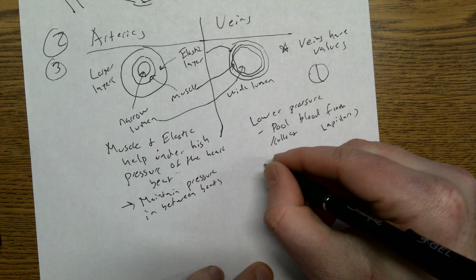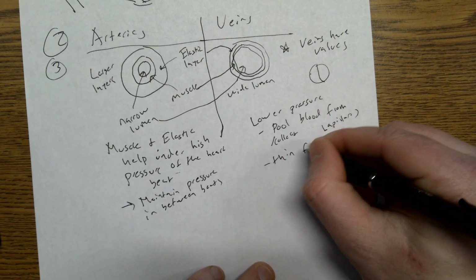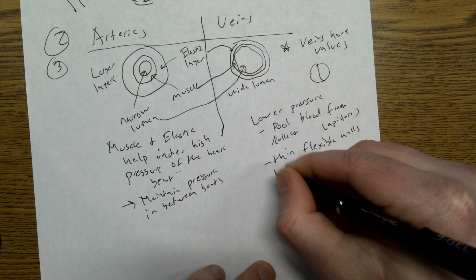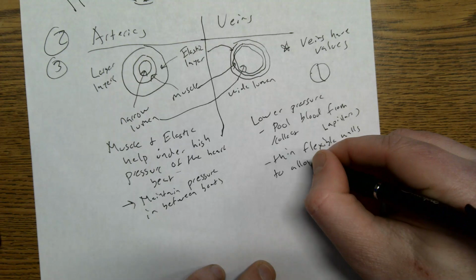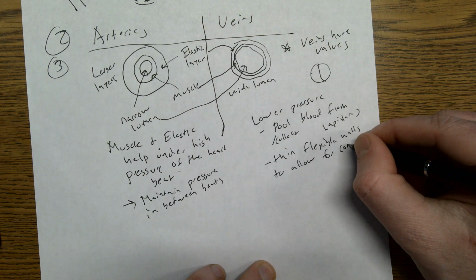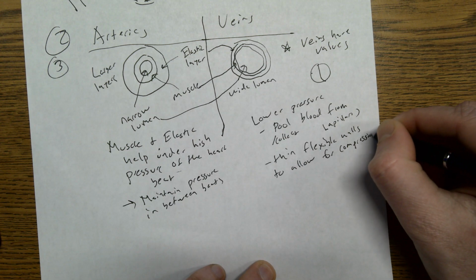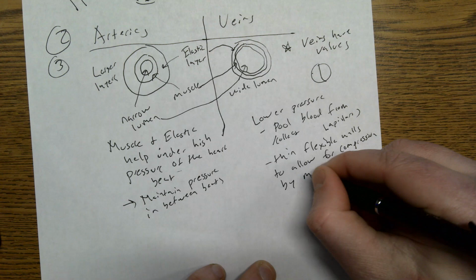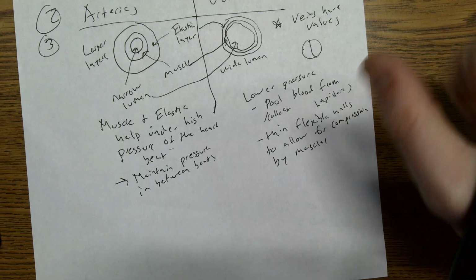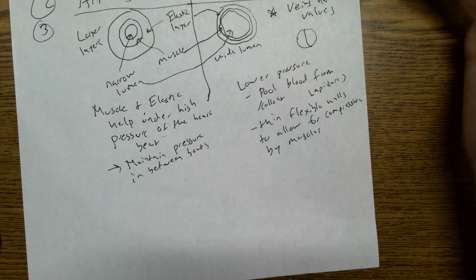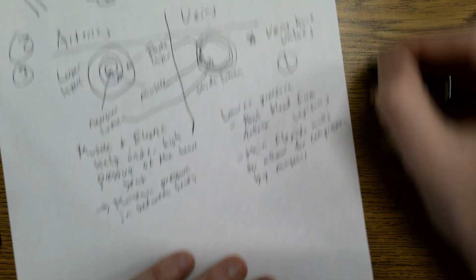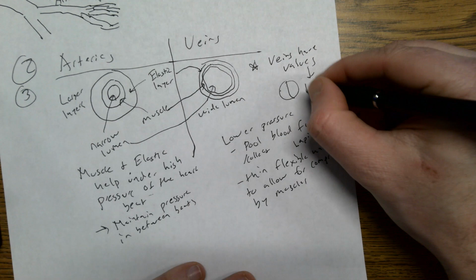They also have thin, flexible walls to allow for contraction, or for compression by muscles. So your muscles will help contract your veins by compressing them. As your muscles flex, they'll compress against it and push it. And then the veins, which have valves, the valves prevent backflow.